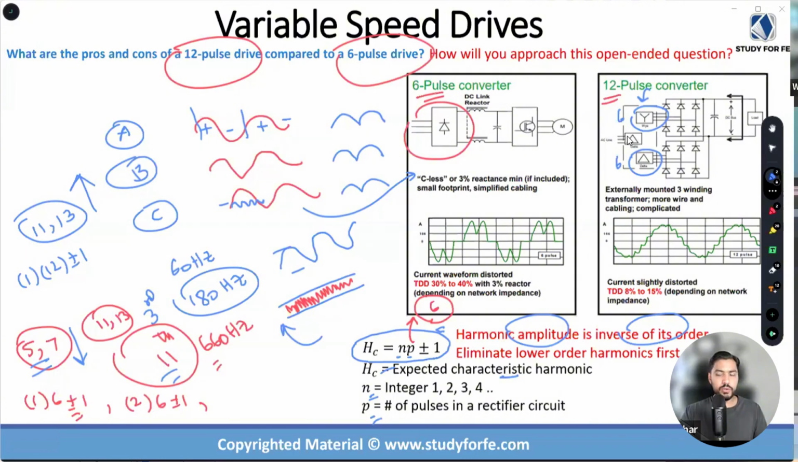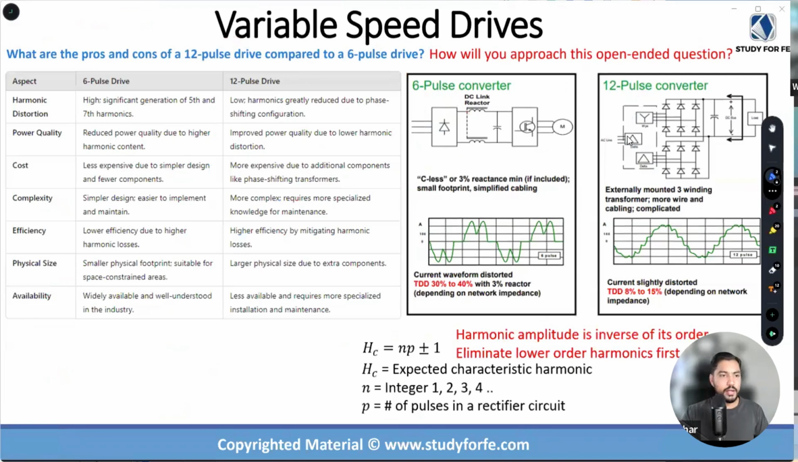Okay. Now, if you want to do a side-by-side comparison, we can be a little bit more sophisticated further. So you see, we started with a yes-no answer, right? 12 or 6. And then we are making use of the tools, the knowledge, the concepts that we've learned and systematically applying it to our question. Okay. All right. If you want to do a side-by-side comparison, harmonic distortion, you can see significant generation of 5th and 7th. This is all based on this equation.